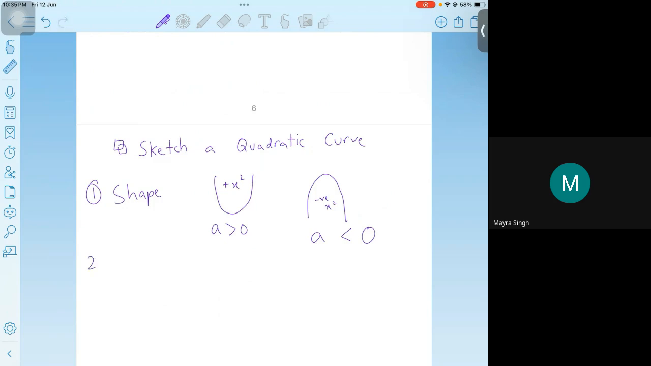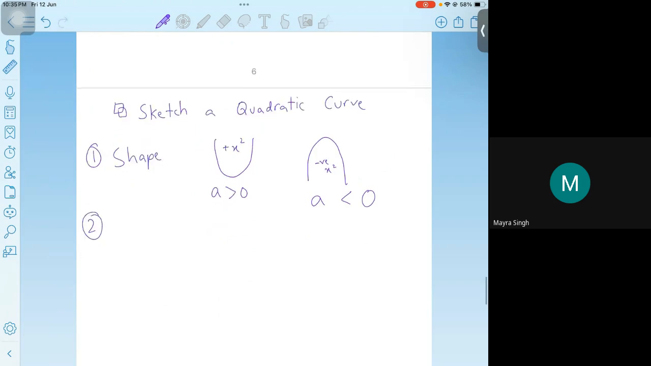And number 2 is going to be the turning point, the vertex or the stationary point. They're all the exact same thing. Let me just show you. So turning point, another name is the vertex, another name is the stationary point.